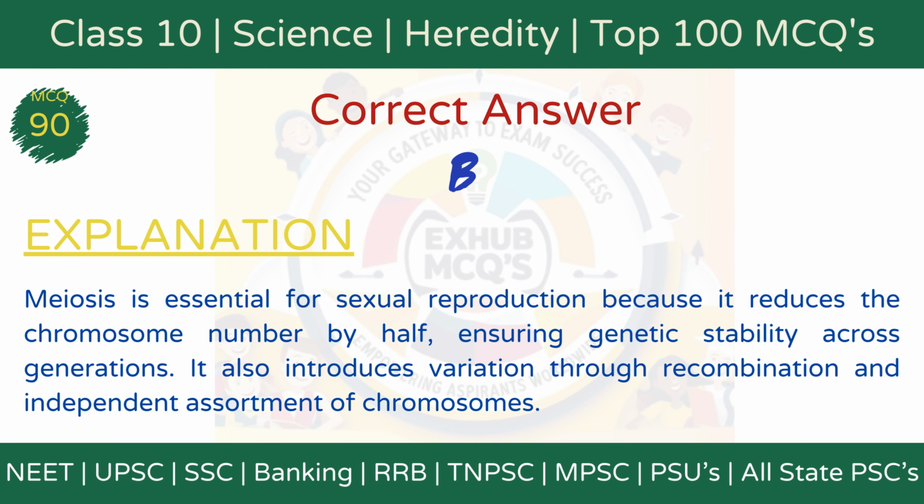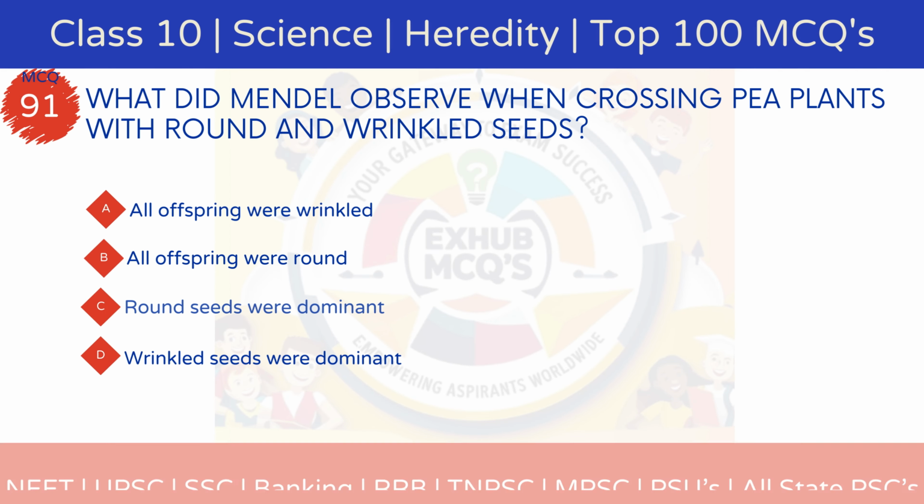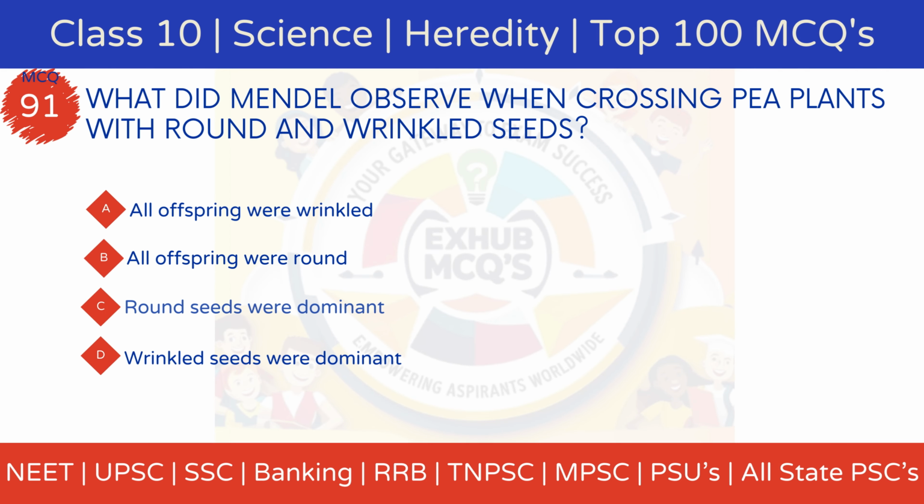The correct answer is option B, to maintain genetic stability. Explanation: meiosis is essential for sexual reproduction because it reduces the chromosome number by half, ensuring genetic stability across generations. It also introduces variation through recombination and independent assortment of chromosomes. MCQ 91. What did Mendel observe when crossing pea plants with round and wrinkled seeds?